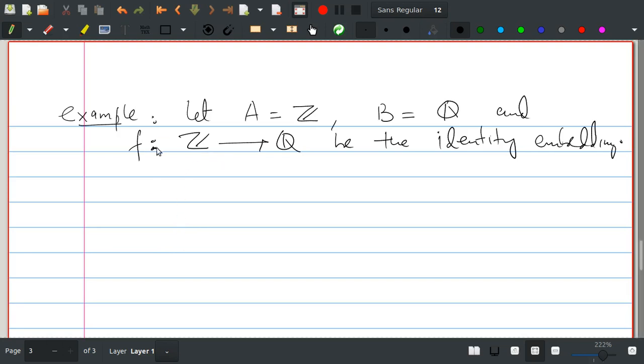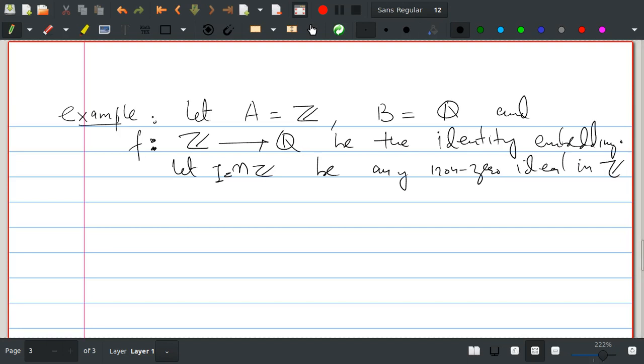Then one should note here, let I equal nZ be any non-zero ideal in, say, Z. Now f being the identity embedding, this nZ is not carried to the zero ideal of Q. But Q being a field, it has only two ideals, i.e. the zero ideal and Q itself.